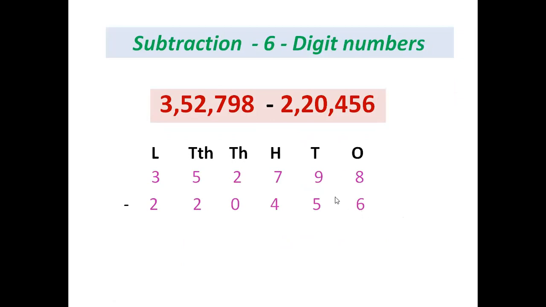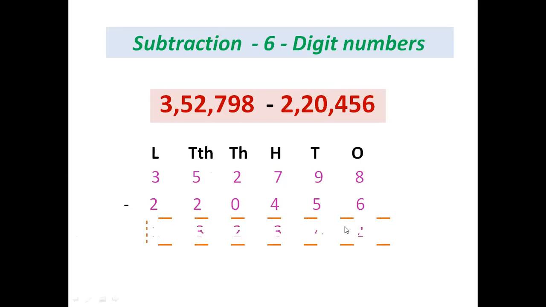Okay, here 8 is greater than 6, 9 than 5, 7, 4, 2, 0. Oh, wonderful. Here all the digits are greater than the subtrahend. The minuend digits are greater than the subtrahend. So we need not borrow from any digit, right? So we will carry out the subtraction easily.